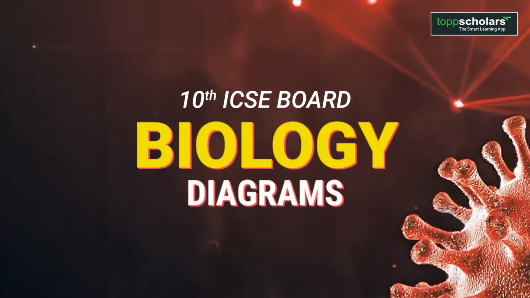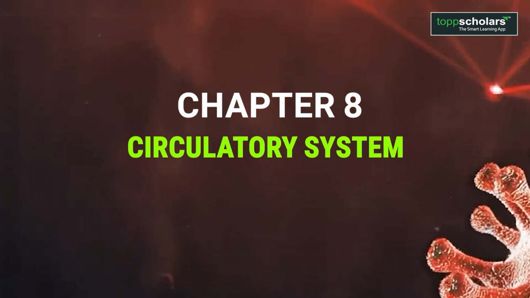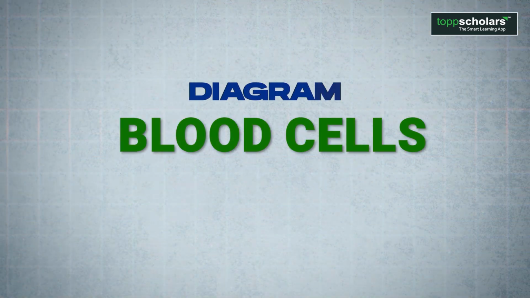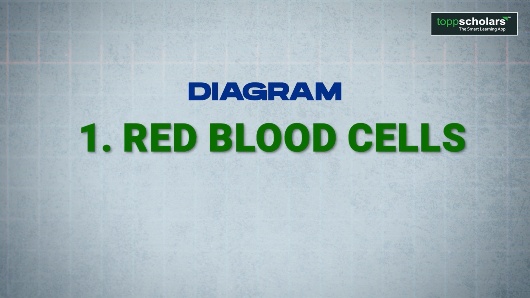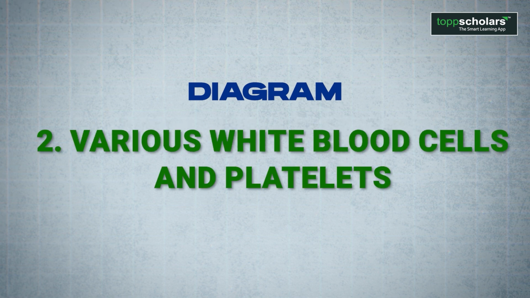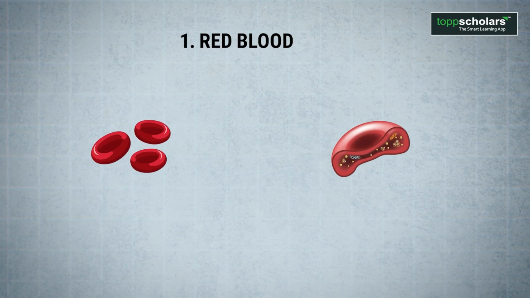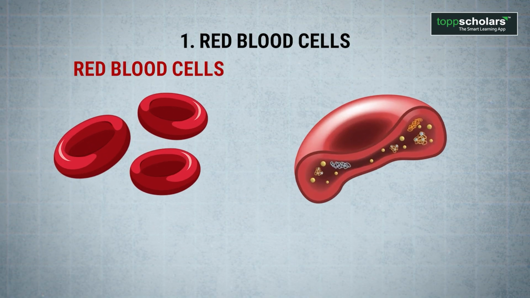Today we will learn about the diagram labels of one important diagram of chapter 8, Circulatory System. And the diagram is blood cells: 1. Red blood cells, 2. Various white blood cells, and 3. Platelets. Let's begin. In this diagram, we can see red blood cells.